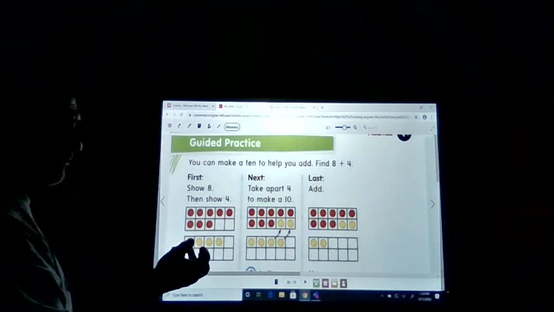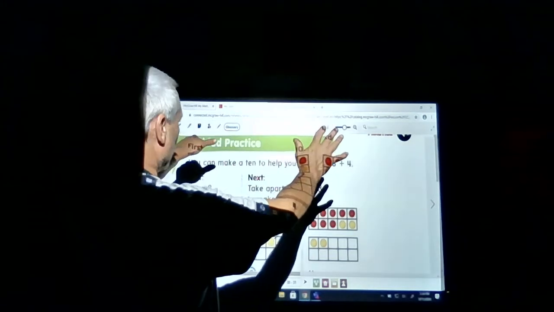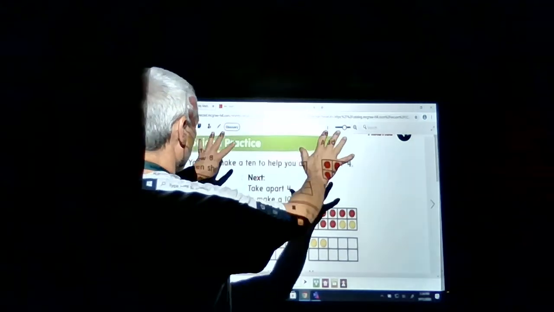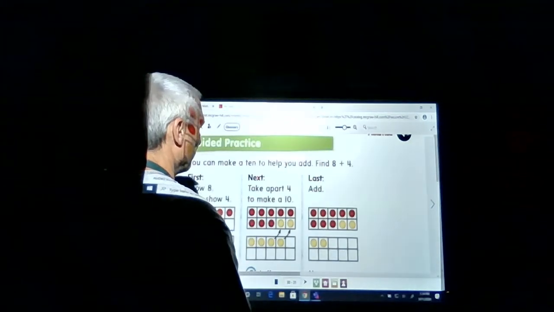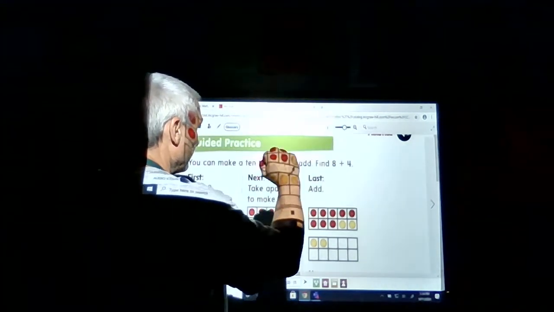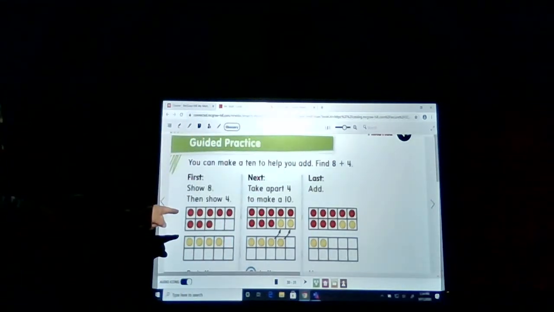So 10 plus 5, 15. 10 plus 6, 16. 10 plus 9, 19. 10 plus 3, 13. 10 plus 4, 14. 10 plus 5, 15. 10 plus 6, 16. You practice those too. Let's continue.